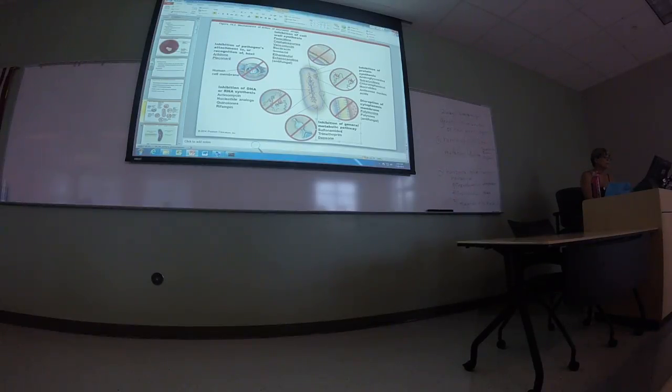Another way to go is to inhibit DNA or RNA synthesis. I cannot build my DNA copies. I cannot make RNA from my DNA in the presence of these drugs. Nucleotide analogs. This will work for viruses as well as bacteria. What's a nucleotide analog? You know what analogous means? It's like, looks like, resembles, almost the same as. So something that's almost the same as a nucleotide.